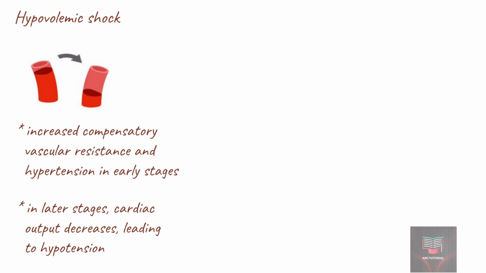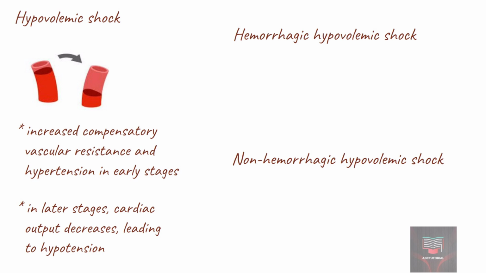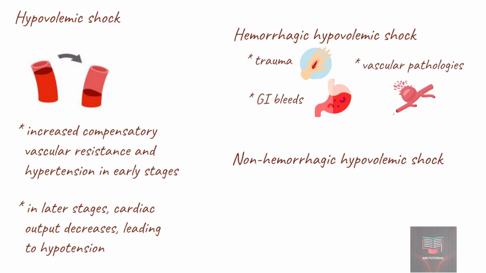Hypovolemic shock can be divided into 2 broad subtypes, hemorrhagic and non-hemorrhagic. Common causes of hemorrhagic hypovolemic shock include traumatic injury, gastrointestinal bleed such as variceal bleeding, blood vessel diseases such as ruptured abdominal aortic aneurysm, and spontaneous bleeding in the setting of anticoagulant overdose.